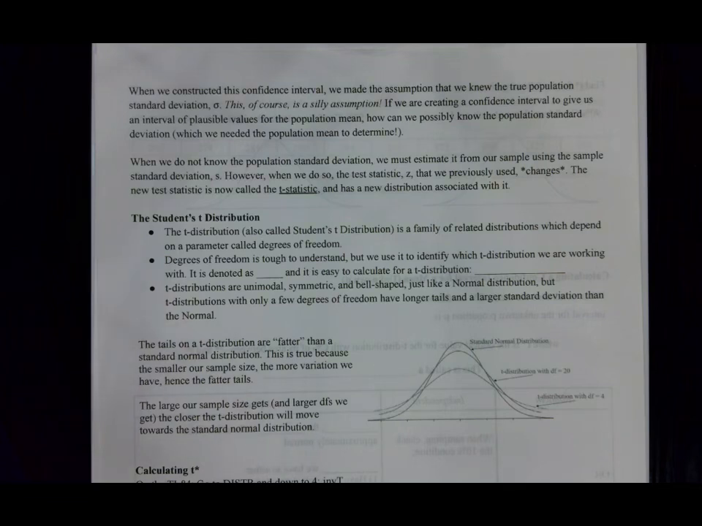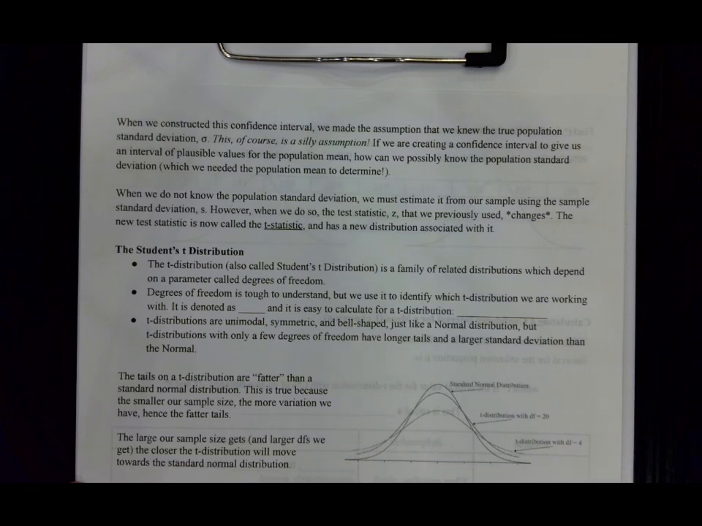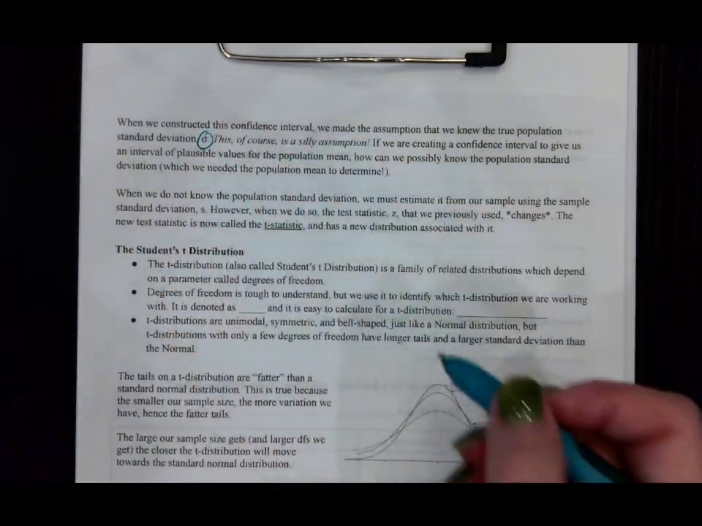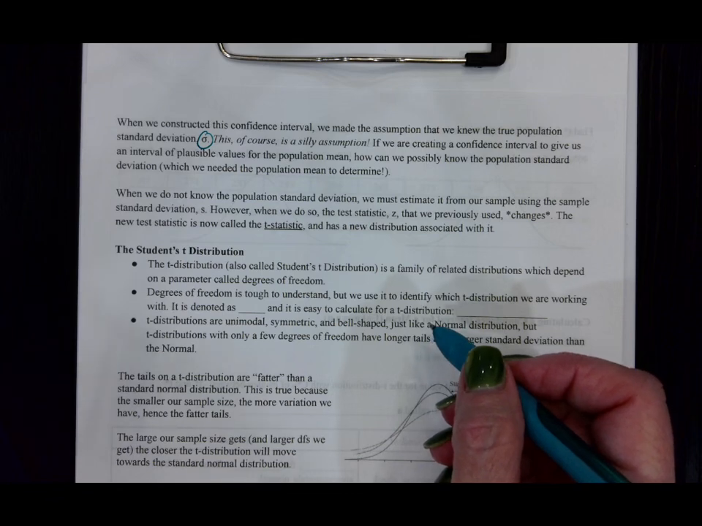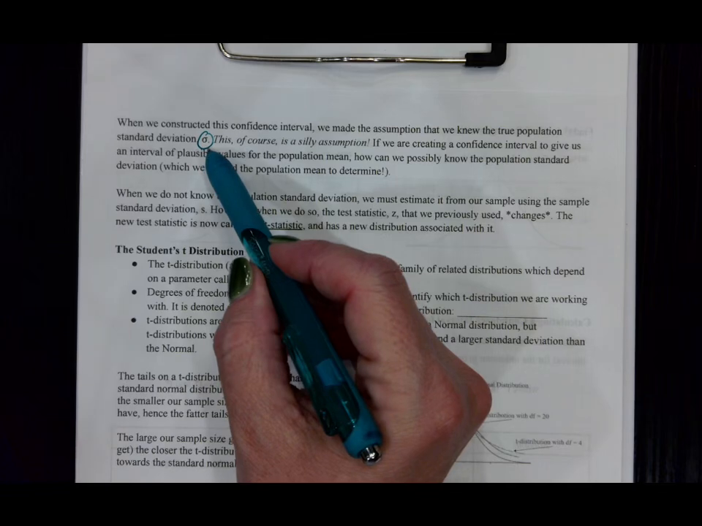Okay, so now let's go over here. What this is saying up here on the top is when we constructed this confidence interval, we made the assumption that we knew the true population standard deviation. So we said we knew sigma. But if we knew sigma, we would actually know everything that we needed to know. So you are very rarely going to see this sigma.